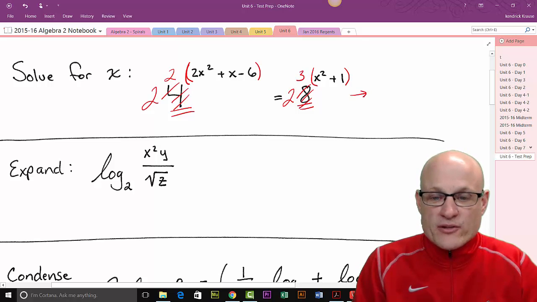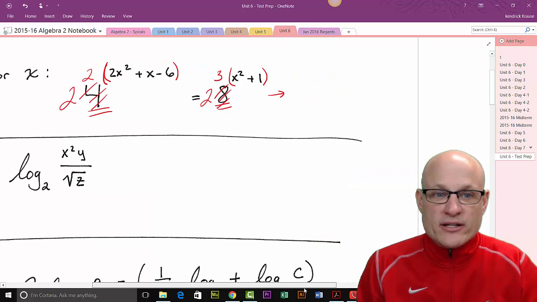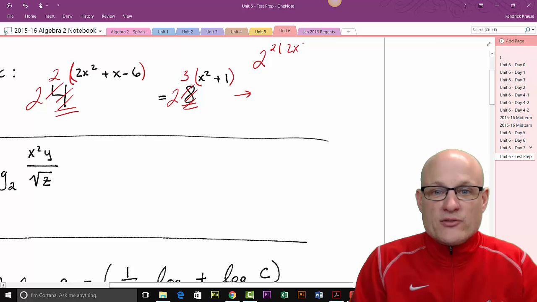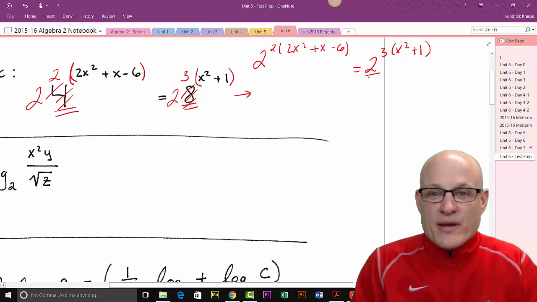Now I'm going to bring this off to the side here. So what I have here is 2 squared times 2x squared plus x minus 6 equals 3x squared plus 1. Well, now that I have the bases the same, all I got to do is set the exponents equal to each other. Set these two things equal to each other.